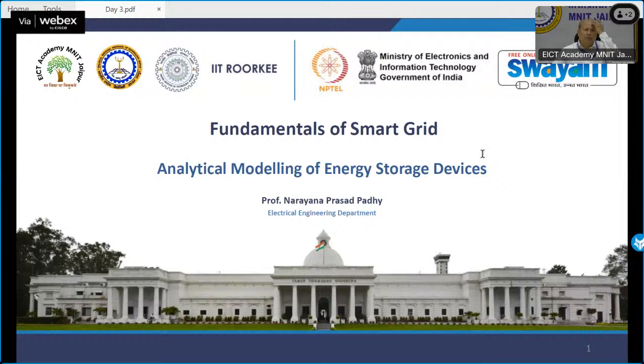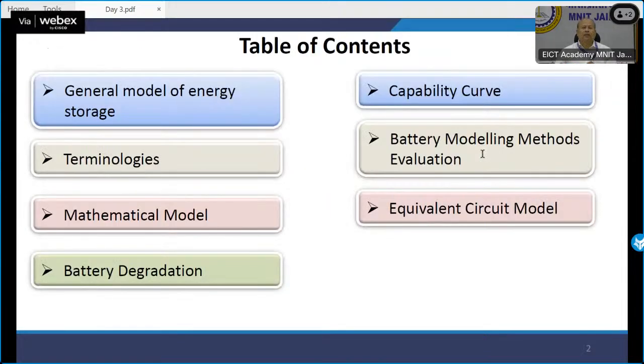Today we'll be talking about analytical modeling of energy storage devices. I am sure and confident that you might have gone through all the study materials during the last couple of days. To start with, let's get into different segments of energy storage devices. We'll talk about a general model of energy storage. We'll move to different terminologies, mathematical modeling, battery degradation concept, capability curve, and evaluation of different battery modeling techniques, and finally, equivalent circuit models.